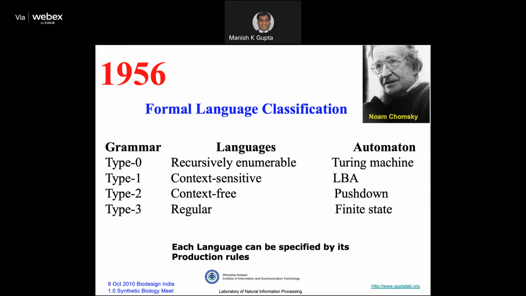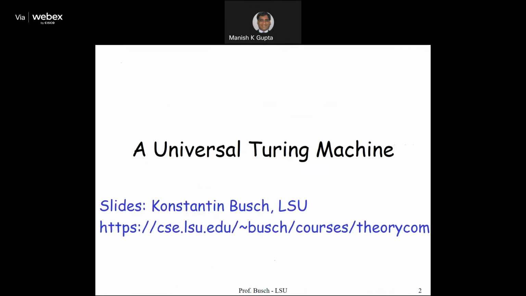And for that, I'm going to use the countable and uncountable business. But before that, I will show you what is the meaning of the universal Turing machine and how you can simulate one machine with another machine. Okay. So again, thanks to Professor Bush.